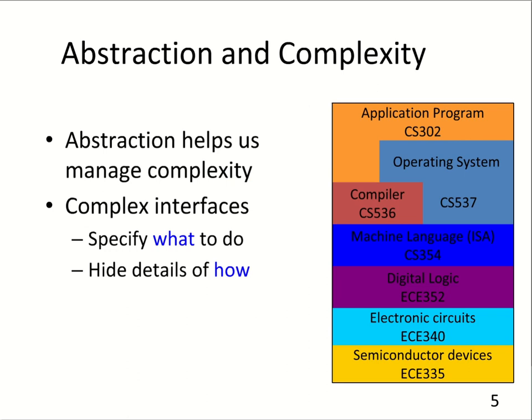As mentioned, one of the key tools that we use in designing these systems is the concept of abstraction. This is something that helps us manage complexity. And the key thing here is to provide interfaces between layers of abstraction. The interfaces are there to specify what to do while hiding the details of how that's done. If you look at this stacked chart on the right side of the slide, it illustrates several of the layers that exist in an existing computer system.